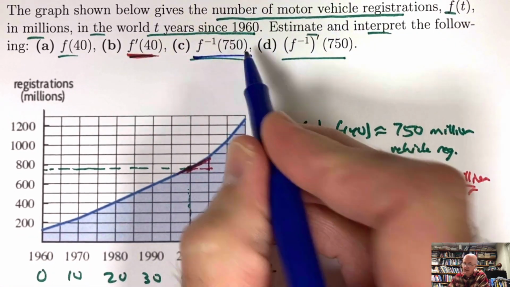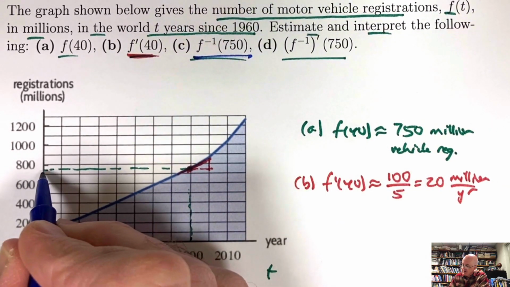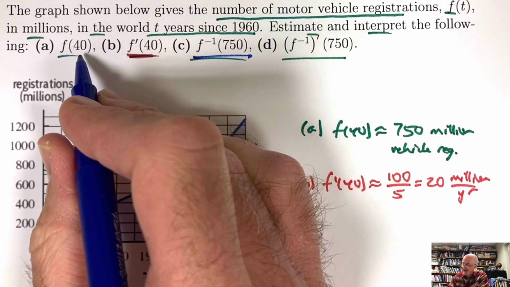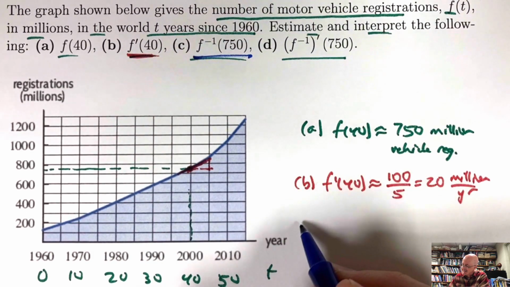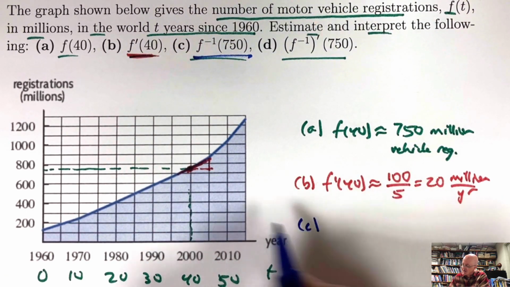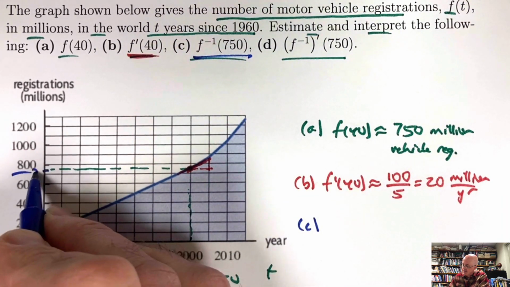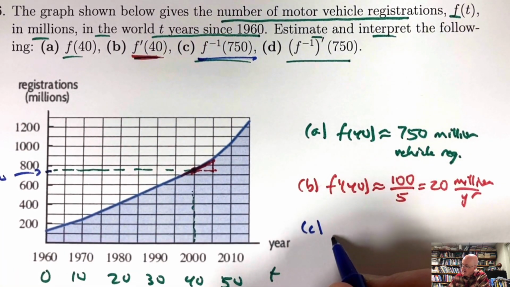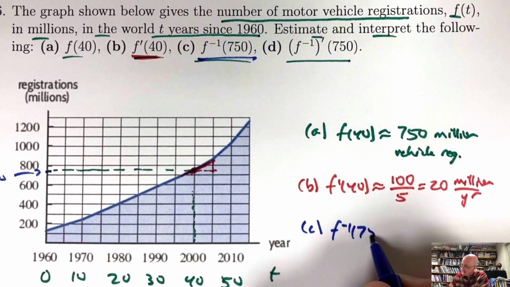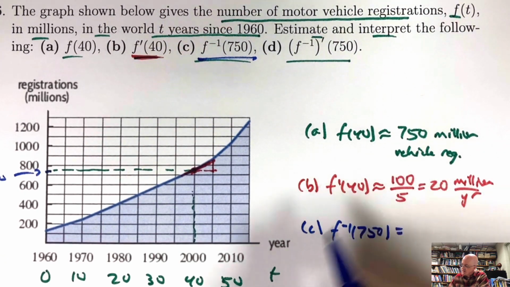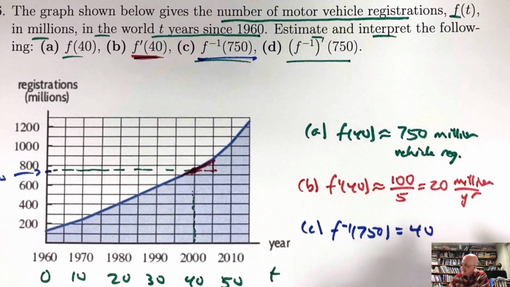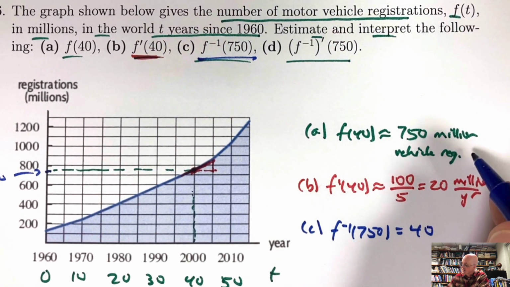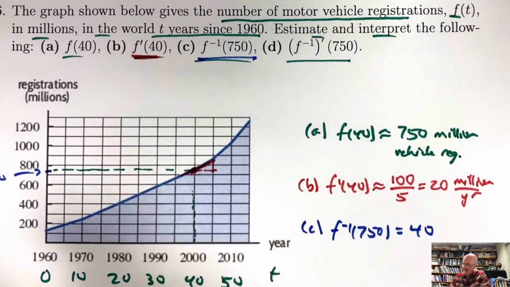Part C, f inverse of 750. Go backwards. 700 is right there. I guess they did want you to estimate f of 40 to be 750 here. This is not really a different situation. 750 is right there. Go backwards, the year back to the year 2000. F inverse of 750 is the year 2000, which is 40 years after 1960. Part C is the reflection, so to speak, of part A.